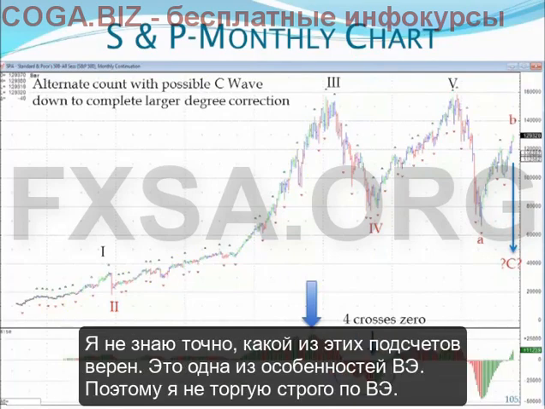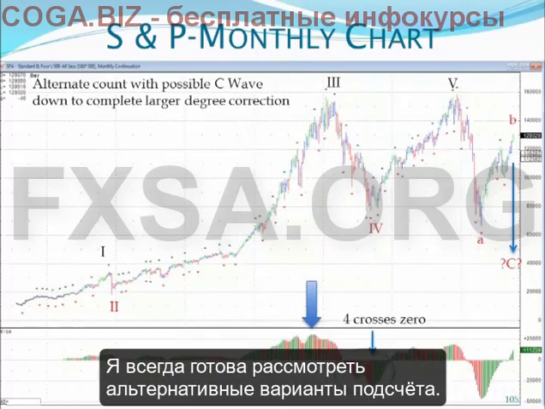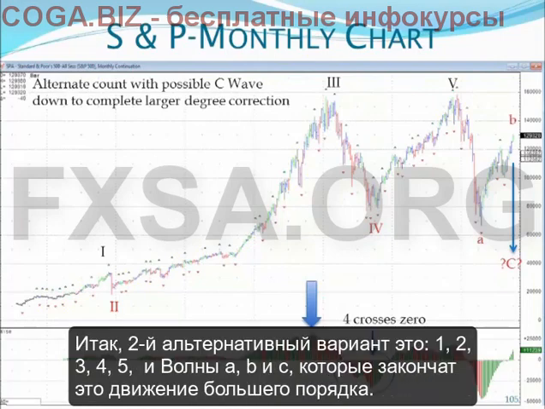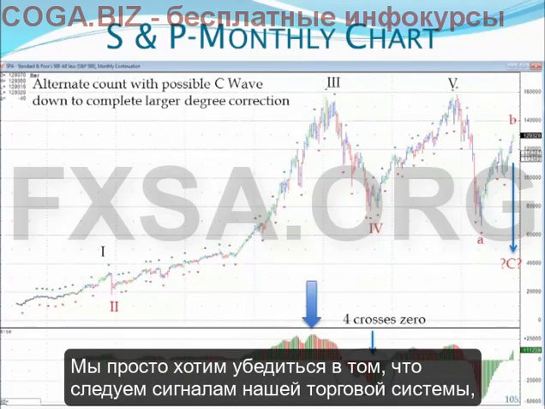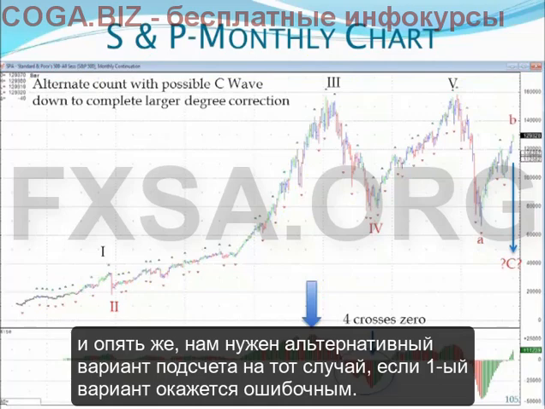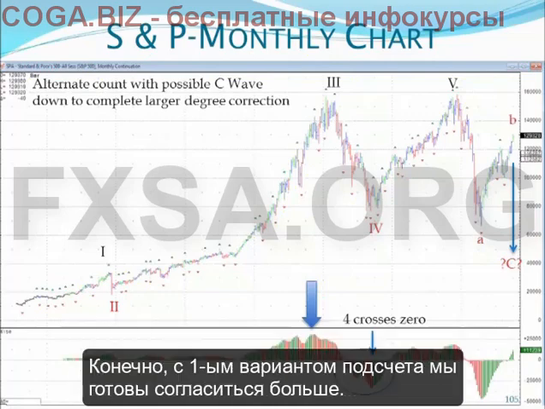So I'm not sure which count is correct. That's one of the things about Elliott wave. It's why I don't trade strictly Elliott wave. I'm always ready to look at the alternative count. So the alternative here is that this is a 1, 2, 3, 4, 5, A, B, and a C wave to finish this particular larger degree move. So only time will tell. Again, no doom and gloom here. We can make money no matter what way the market goes, up or down. We just want to make sure we follow our trading signals, and again, have an alternative in case you're wrong with your first count, which of course the first count is the one we'd like to most agree with.